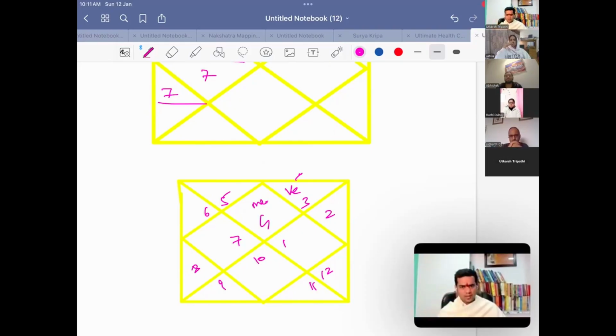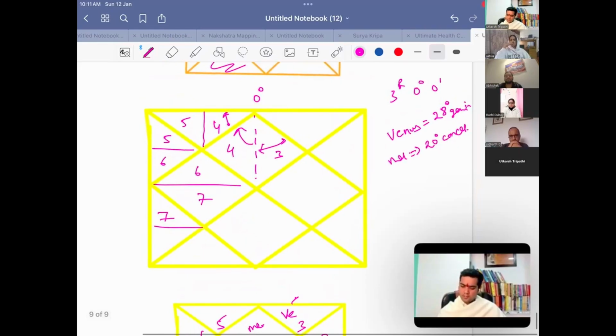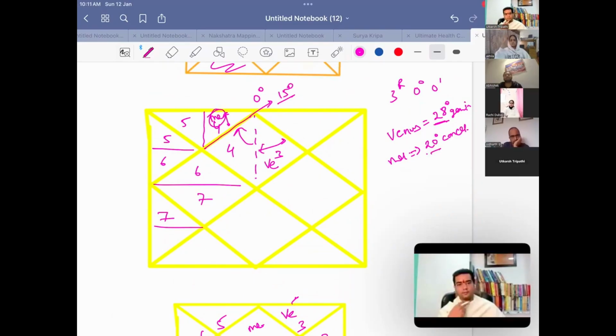But is it the true case? No, it will not be the true case. Now you will have to look. This is 0 degrees. This is the Lagan. Venus is at 28 degrees. That is very close, so Venus is actually in the Lagan only. Mercury is at 20 degrees Cancer. This will be the border, which will be around 15 degrees of Cancer. 20 degrees Cancer means it has gone to the second house. This is the true position of Venus and Mercury.